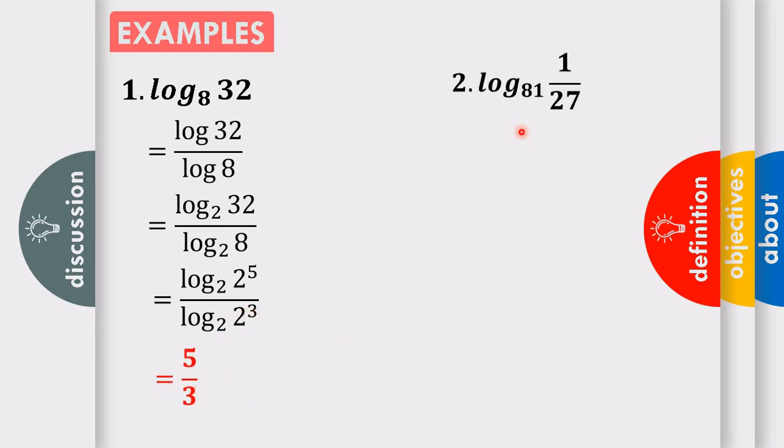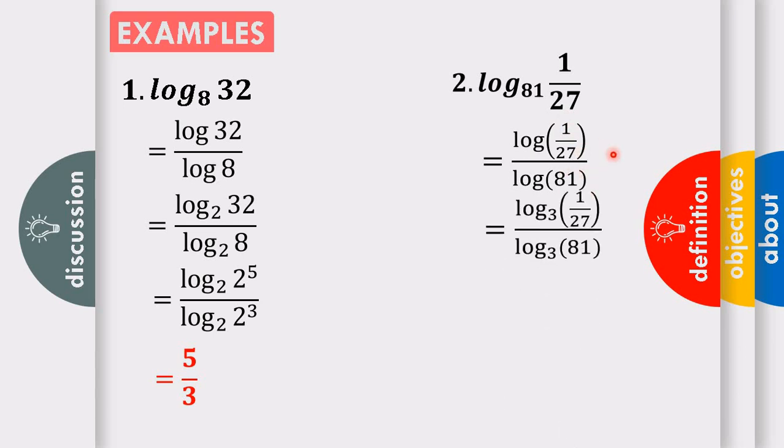Okay? So we have number 2, the logarithm of 1 over 27 to the base 81. So we have change of base, which is log of 1 over 27 over log of 81. Okay, then change them into the same bases, exponential. So we have the logarithm of 3 raised to negative 3 to the base 3 all over the logarithm of 3 raised to 4 to the base 3. So we have negative 3 over 4.